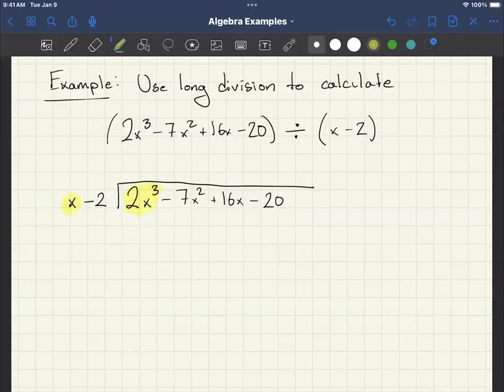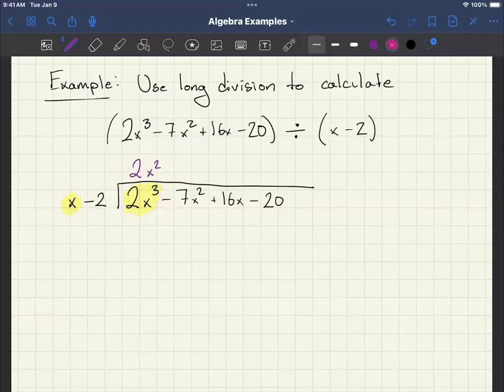We're going to focus on this first part right here, this x, and the first term, 2x cubed. And the question is, what do we need to multiply x by in order to get 2x cubed? Because the goal is to kill off our first term. We want to get rid of this. All right, so we are definitely going to have to multiply by a 2, and we need 2 more copies of x, so we'll put a 2x squared.